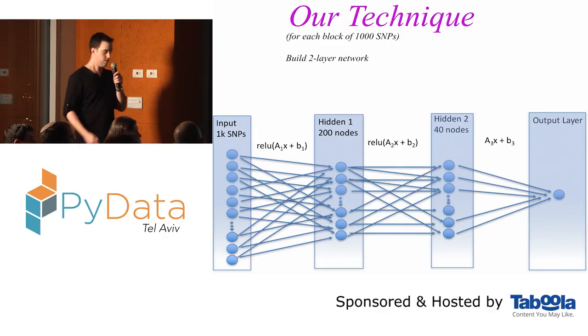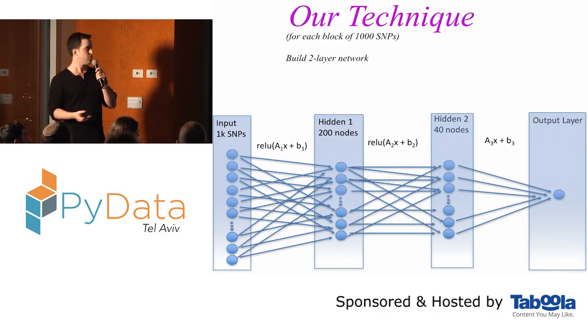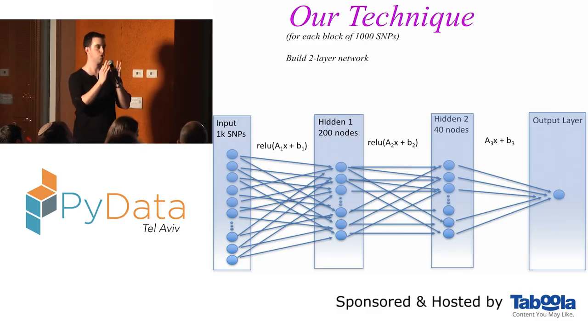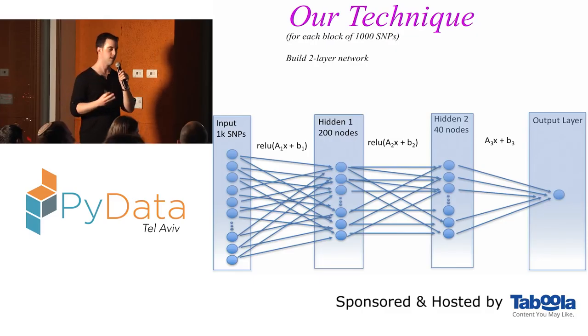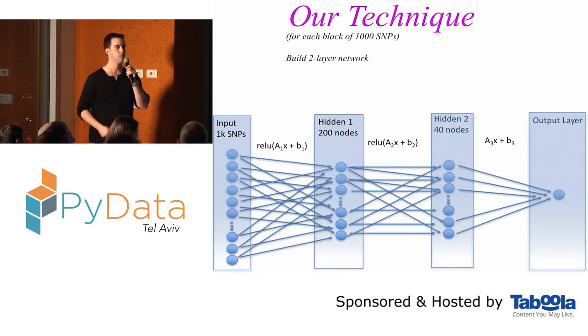The sliding window, it doesn't intersect? It's a very good question. For simplicity, we did not have different intersects. We just have disjoint sets of SNPs, which is losing a lot of information, so that's something we're trying to improve in the future as well.